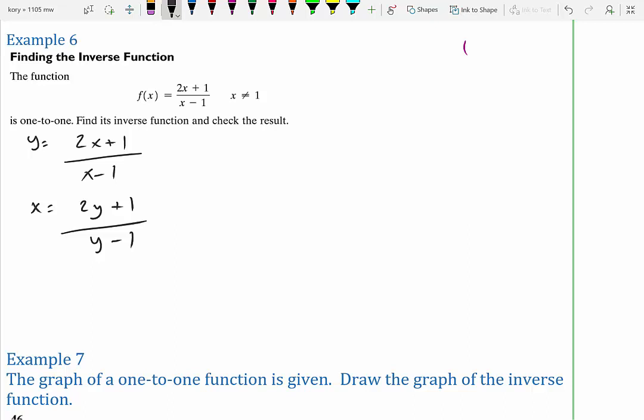All right, we need to solve for y. Anytime there's a variable that we need to solve for in the denominator, what do we do with that denominator? Yep, we multiply it. Good. So we multiply it. Those cancel out. We have y times x is xy, and x times negative 1 is negative x, and that equals 2y plus 1.